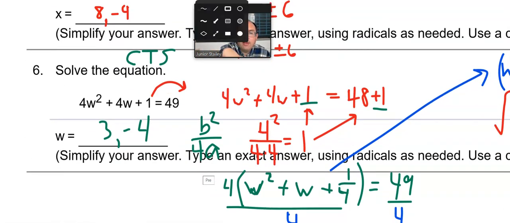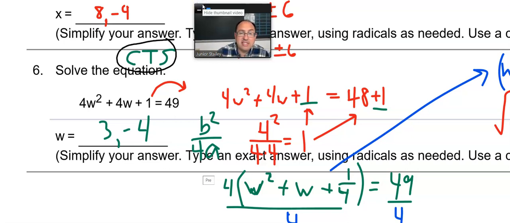Okay, notice how I'm abbreviating complete the square with CTS. It's not a disorder. It's complete the square.